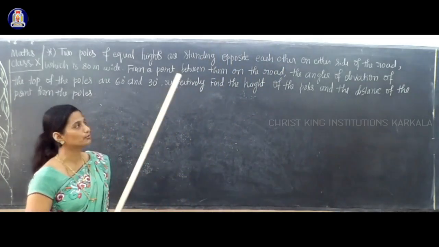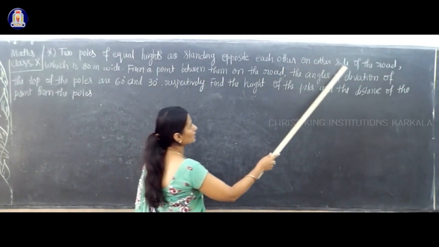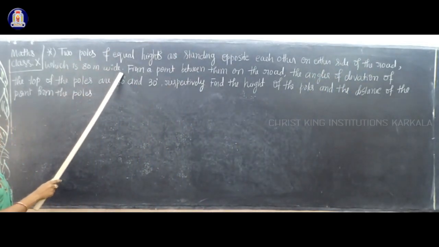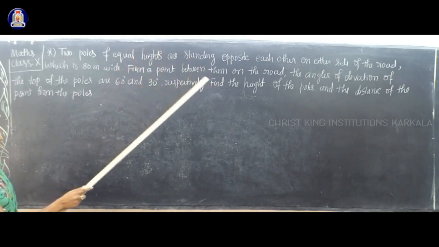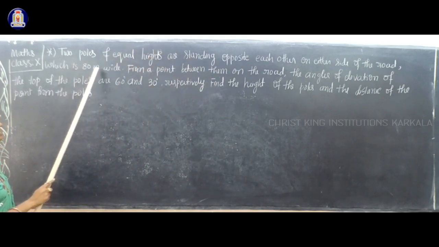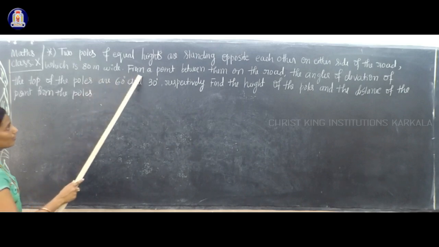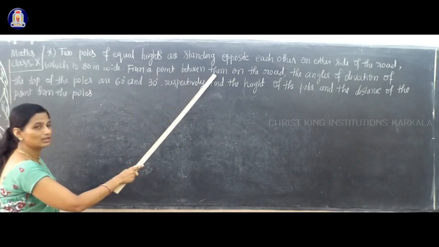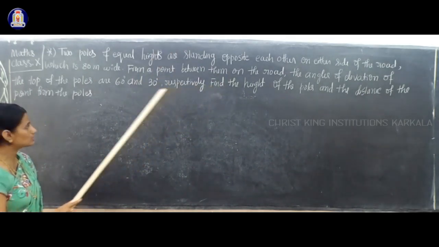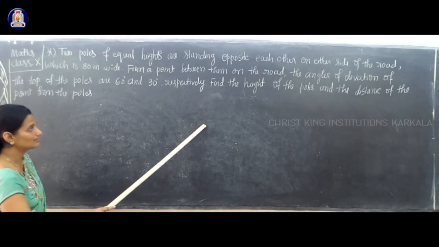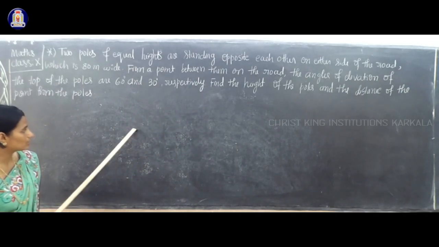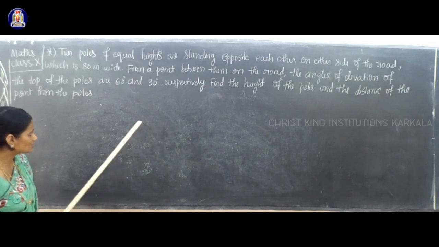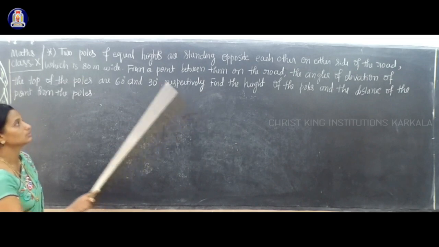Two poles are standing opposite each other on either side of the road, which is 80 meters wide. So the width of the road is 80 meters. A point lies in between the two poles.